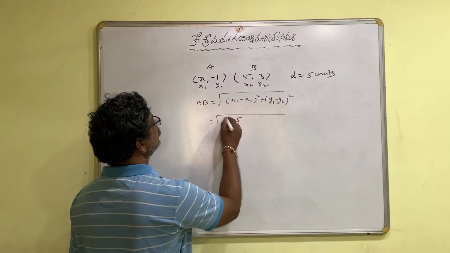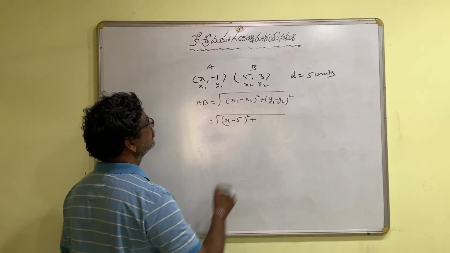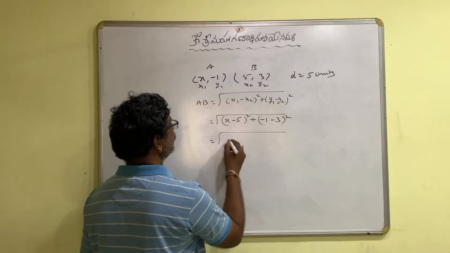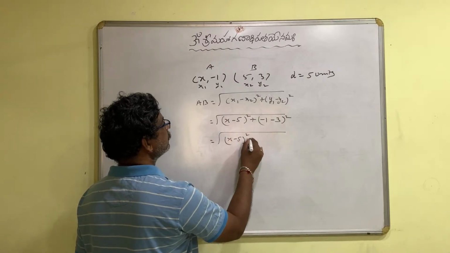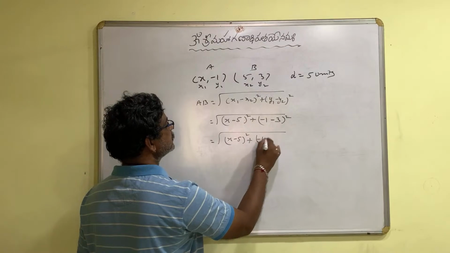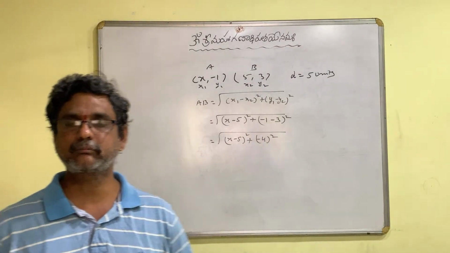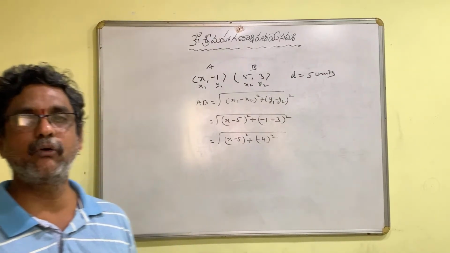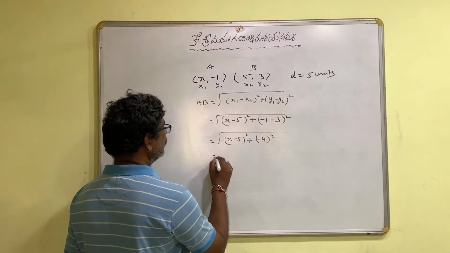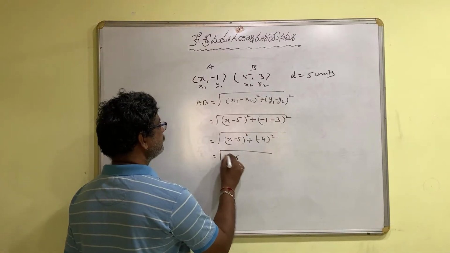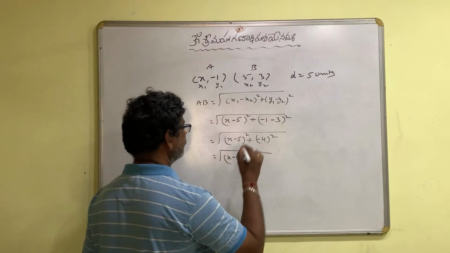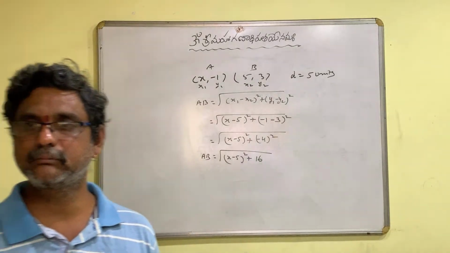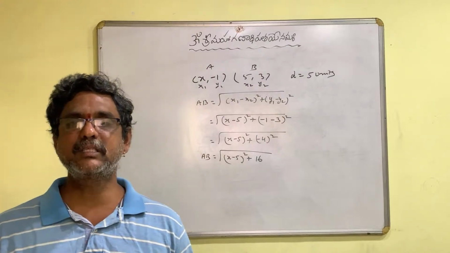(x minus 5) whole square plus (minus 1 minus 3) whole square. When you simplify, (x minus 5) whole square, and minus 1 minus 3 is minus 4, whole square. So in total, what we will get? (x minus 5) whole square plus 16. This is the distance between AB.